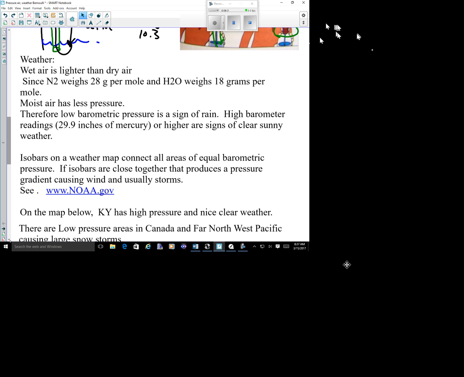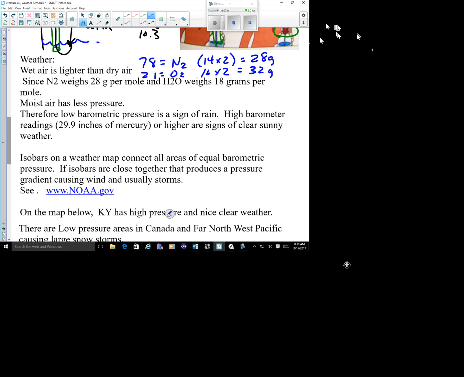You would think that wet air would be heavier than dry air, but it's not. If you look at most of our air, about 78% of it is nitrogen, which is N2, and about 21% is oxygen, which is O2. What would you think about that? If you now substitute one of those molecules for water, let's take a look at this. N has an atomic mass of 14, but you've got two of them. So each mole weighs about 28 grams. Oxygen is 16, and you've got two of those, so each mole weighs about 32 grams.